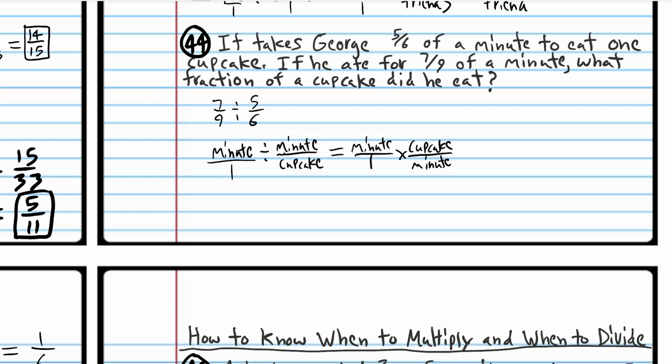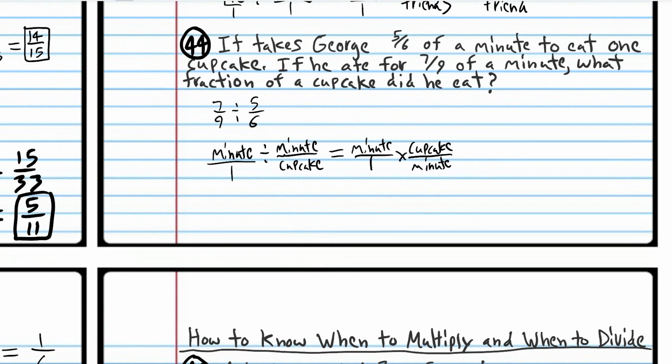Switch to multiplication and flip the divisor as usual. That's just the algorithm that you learned. And you get the minutes cancel out, and you're left with cupcake. We actually did it correctly because we ended up with cupcake. That's what we're looking for. What fraction of a cupcake did he eat? If we ended up with 1 over cupcake, then that would be incorrect. So let's go ahead and keep that.